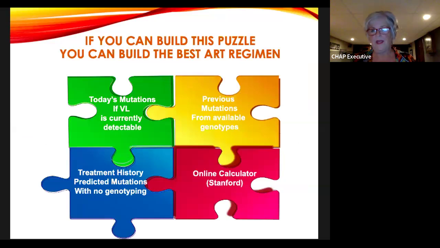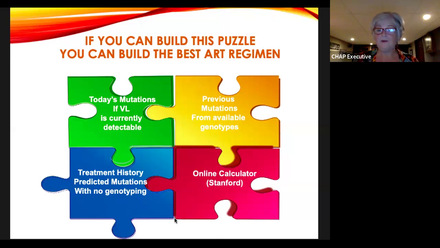Now, as you recall, I explained previously that if you can build this puzzle, you can build the best antiretroviral regimen that will be fully suppressive, hopefully simple to take, and above all, durable. And we've learned that putting together current and more recent genotype data, though requiring a bit of detective work, can be fairly simple and sometimes even a bit fun. When it comes to predicting mutations, so basically the blue puzzle piece here, predicting mutations that might exist when we have no genotyping data, things can get a little tricky.